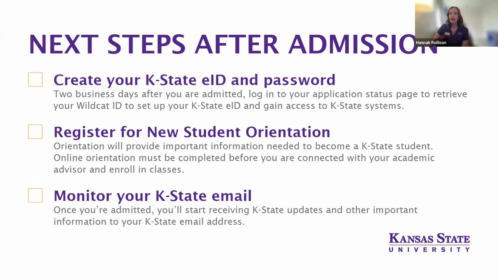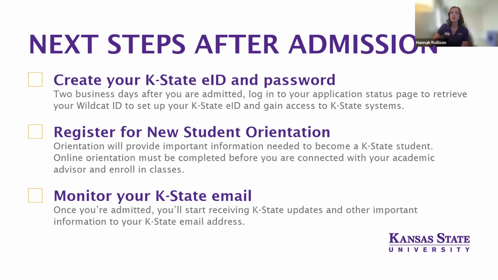So after you apply and we've made an admissions decision, so we've reviewed that application and you've been admitted, that's the exciting part, and you'll be ready to move on to next steps toward enrollment, which is obviously the fun part of picking out your classes and getting ready to start at K-State. Once you've been admitted, you will need to wait two business days for our system to process your acceptance, but then you will create your K-State EID and password.